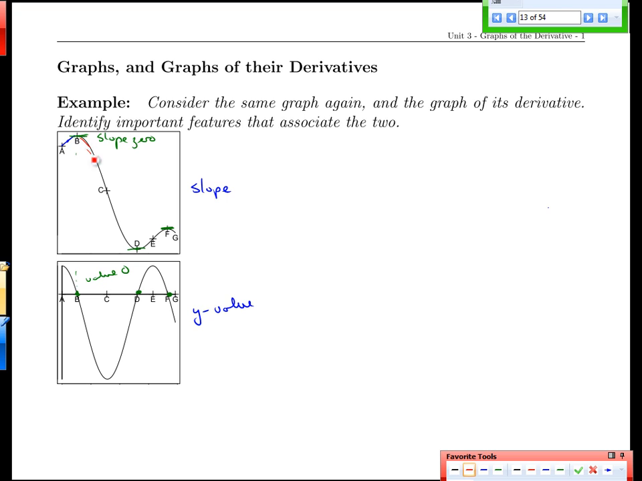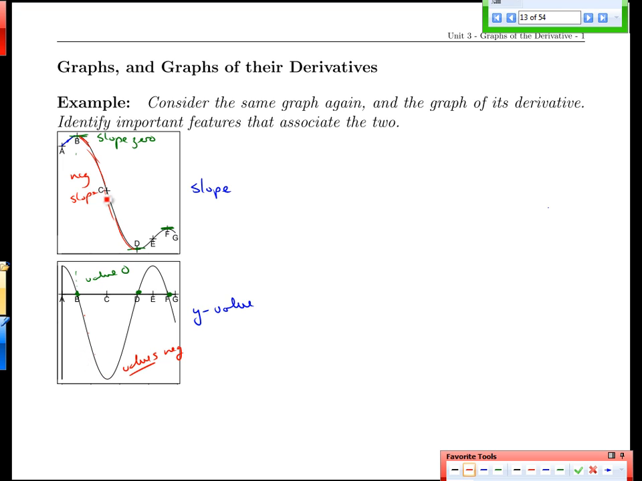What happens in between, say, B and F? Or sorry, B and D rather. Well, the slope is always negative. The slope is always negative in that range. And so what we have on our graph of the derivative is values that are negative. Okay, everywhere, if we calculate the slope, we'd have a value of like -1, -2, -3. That would translate to values down here of literally -1, -2, and -3.